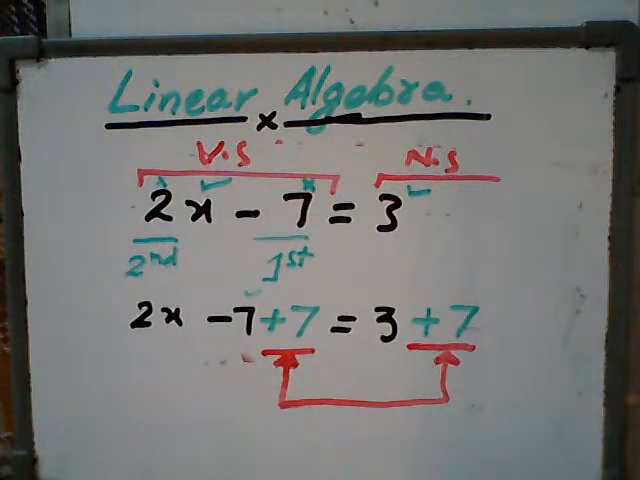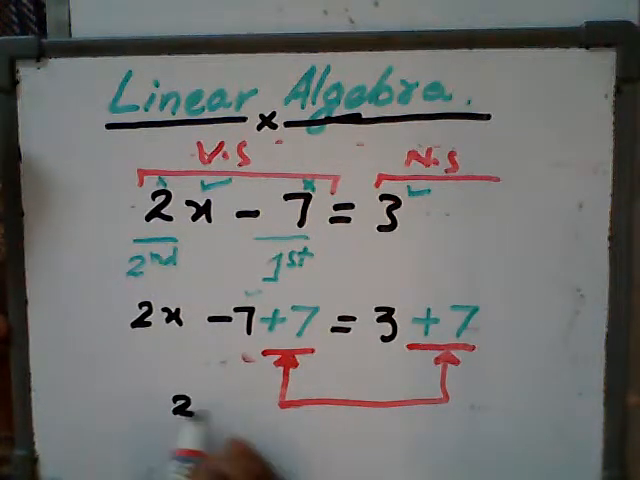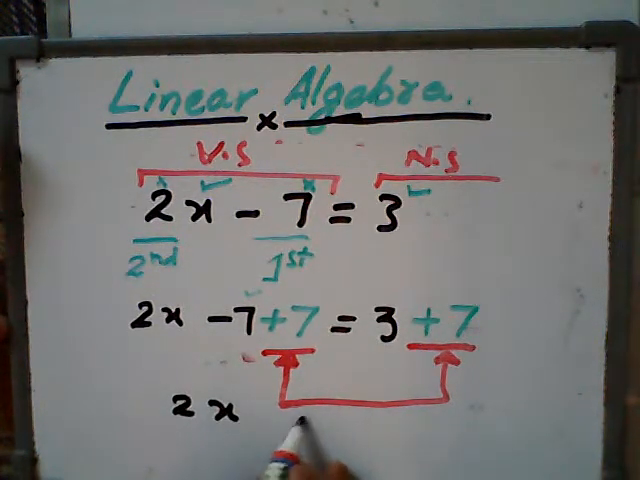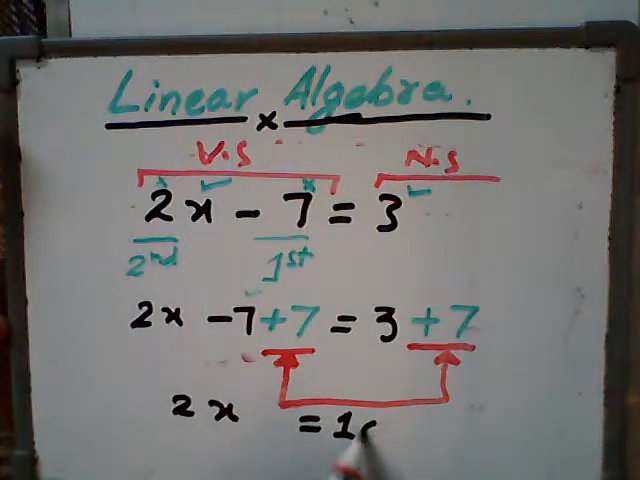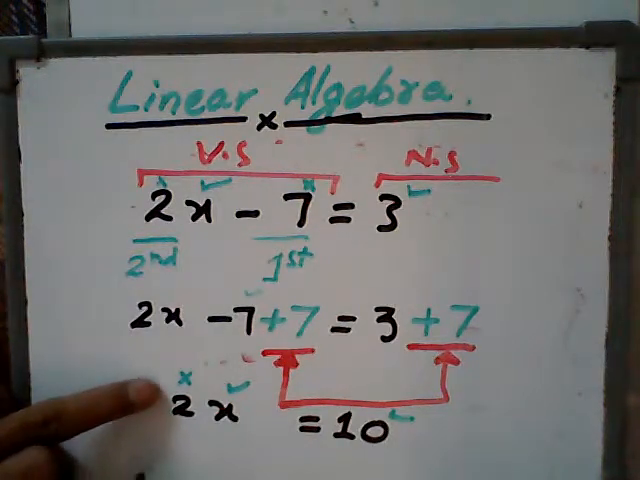So it gives us that minus 7 plus 7 is 0. So it gives us 2x is equal to, and 3 plus 7 is 10. Now we have 2x is equal to 10. Now this is at the wrong place. We know that this is the right place and the right place. So it means we need to deal with this too.